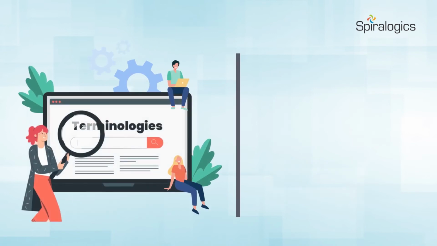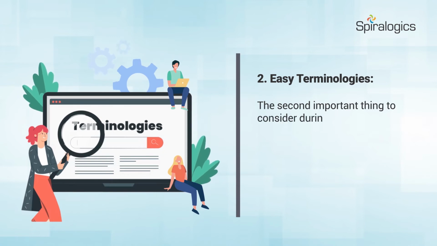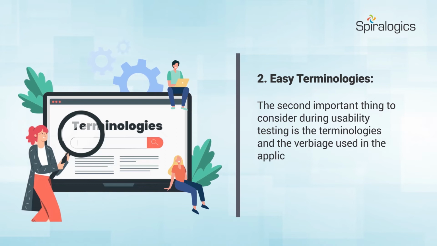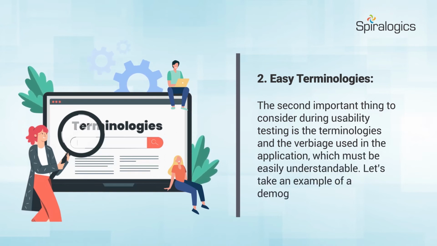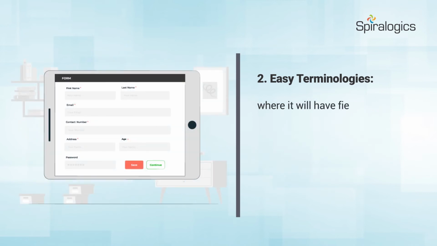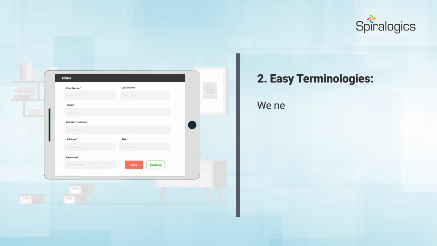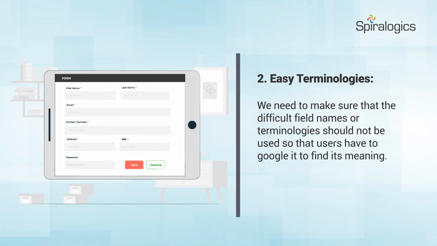The next one is easy terminologies. The second important thing to consider during usability testing is that the terminologies and the verbiage used in the application must be easily understandable. Let's take an example of a demographic form, which will have fields like name, address, age, SSN, etc. These are all easily understandable field names. We need to make sure that difficult field names or terminologies are not used, so that users do not have to go to Google and find their meaning.